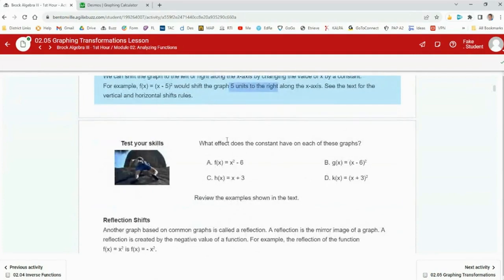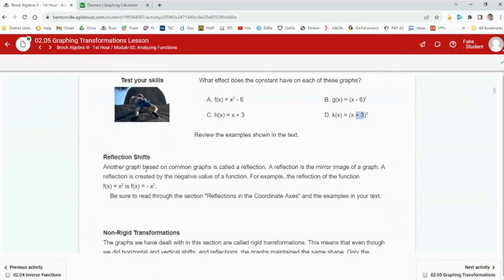All right. So what effect does the constant have on each of these graphs? If we have x squared minus 6, that's going to make the graph go down 6. How about plus 3? X squared plus 3. That's going to make the graph go up 3. But how about in parentheses with the x? Now we changed the x. We haven't changed the end. We've changed the x. Instead of x squared, it's x minus 6. This is going to make it shift 6 units to the right, to the positive values. To the right. And if we do plus 3, that's going to shift it left.